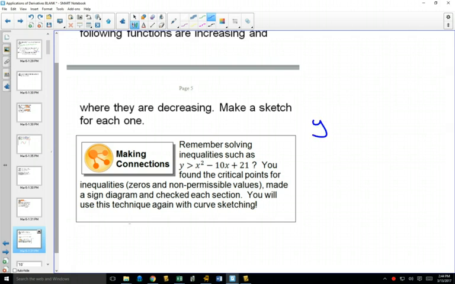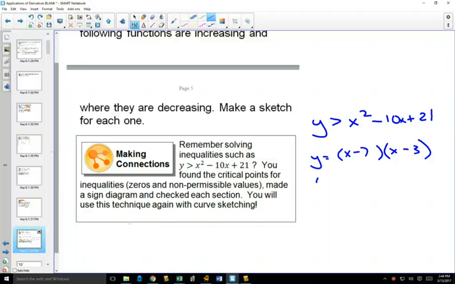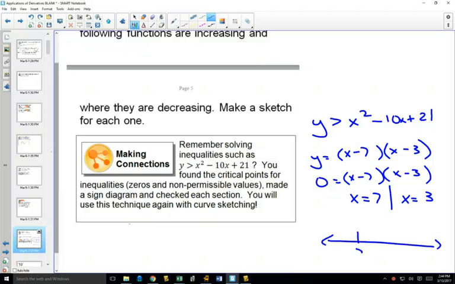Just off to the side here, as a little reminder, if you were solving this, x squared minus 10x plus 21, you might have first found out where it was equal to 0 by factoring (x - 7)(x - 3), setting it equal to 0, and found out it's equal to 0 at 3 and at 7.